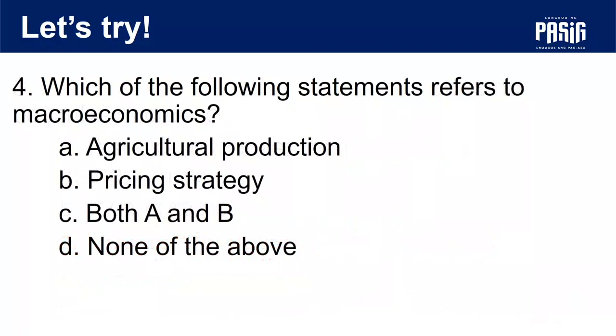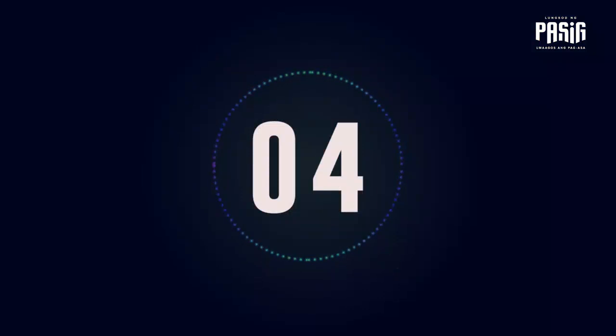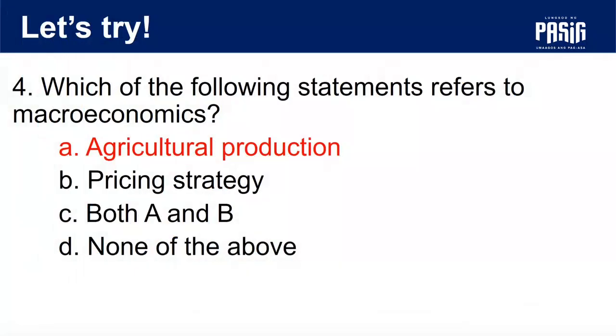4. Which of the following statements refers to macroeconomics? A. Agricultural production. B. Pricing strategy. C. Both A and B. D. None of the above. The answer is A. Agricultural production.